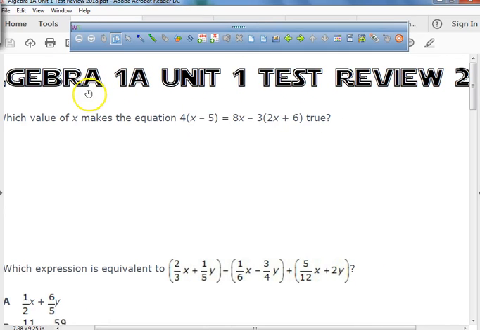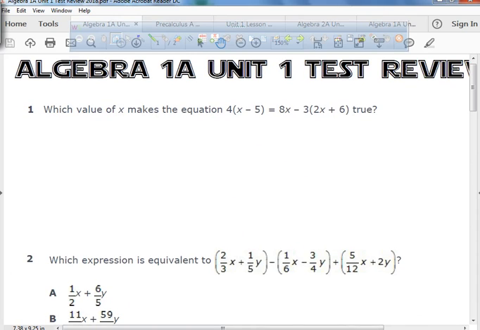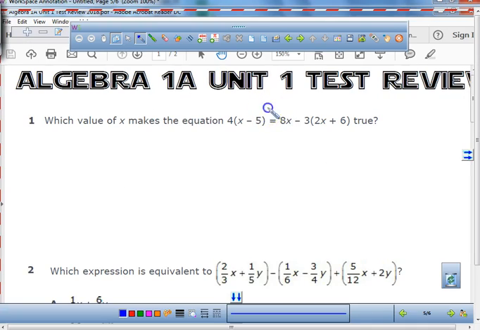Today, everybody, we're doing an Algebra 1 test review. These are questions that are going to be on the test tomorrow. Question 1. All right, here we go, everybody. Problem number 1, right here. What do you guys think I'm going to do first? Problem number 1.